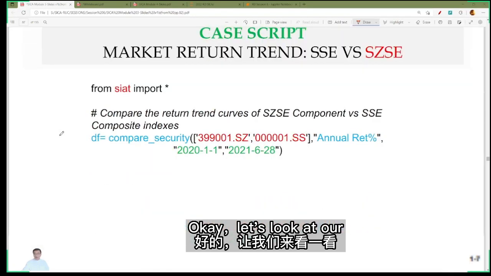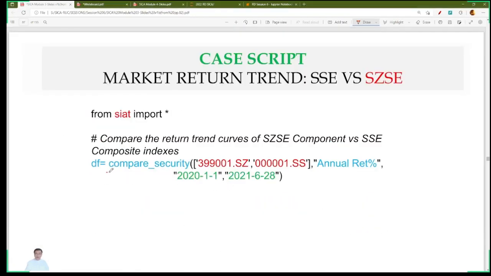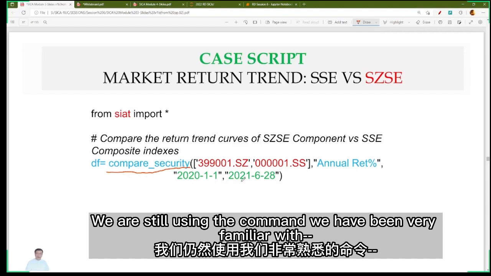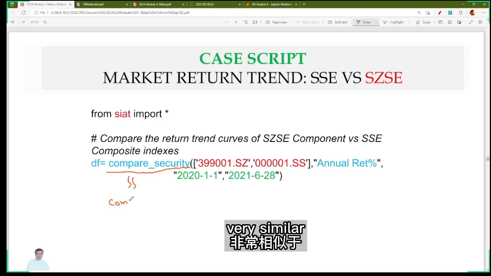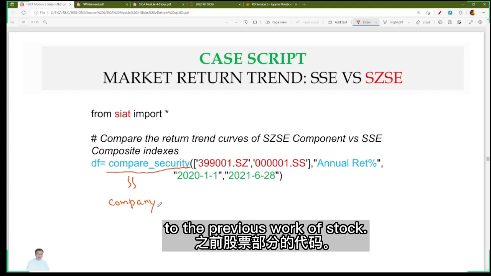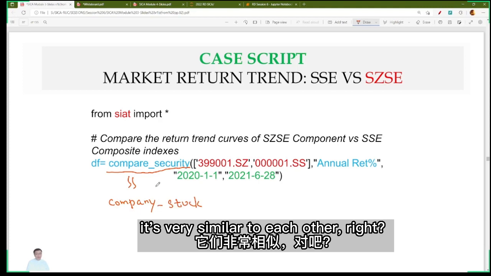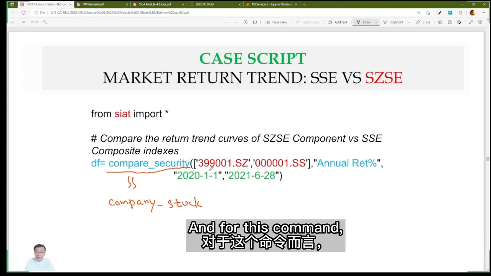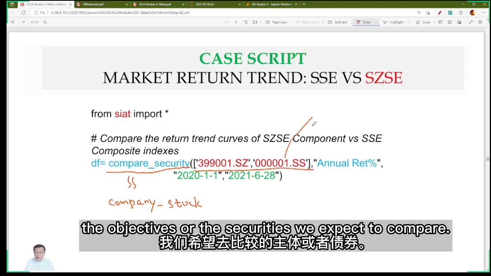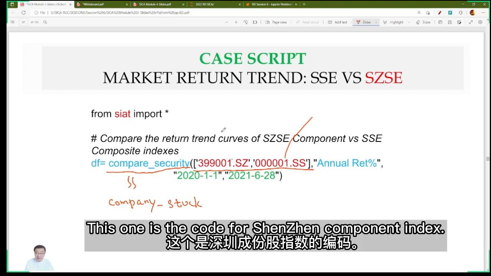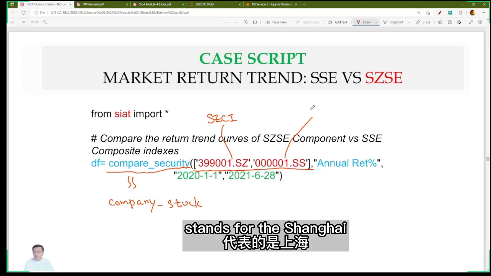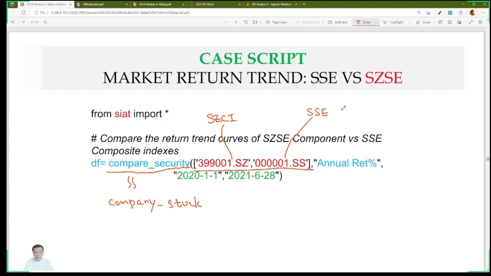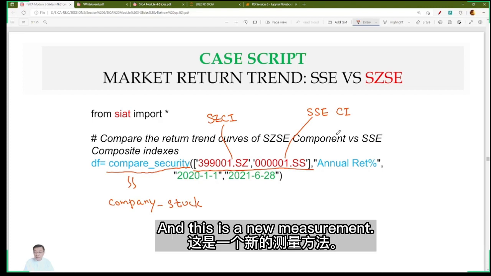Okay, let's look at our case script. We are still using the command we have been very familiar with, compare security. I must tell you that compare security, this Python command, is actually very similar to the previous one, compare stock. It's very similar to each other, right? And for this command, the first parameter is the objectives or the securities we expect to compare. This one is the code for the Shenzhen Component Index, while this one stands for the Shanghai Composite Index.